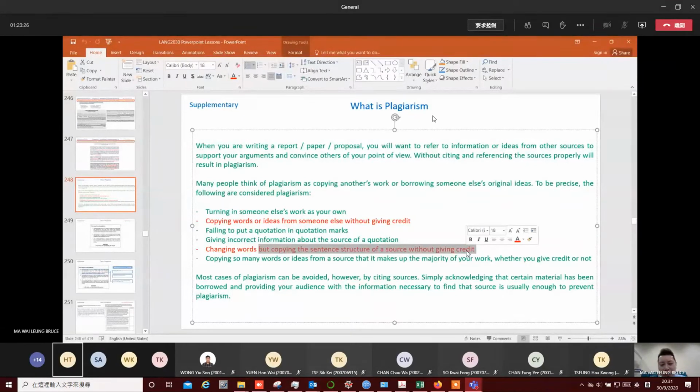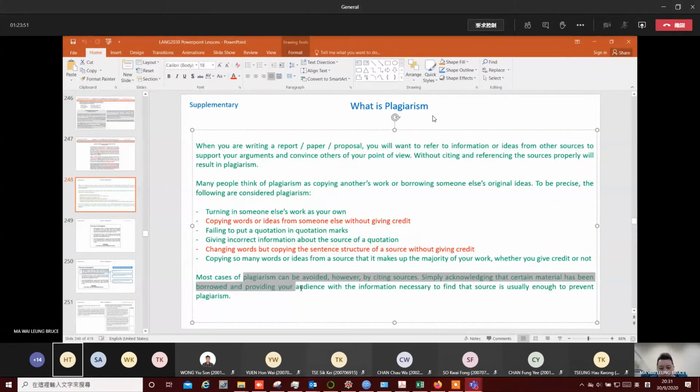Yeah, what you need to do is, you get the quotation and you just try to change the words. Let's say the original word is surgery, and you turn it into treatment. But the sentence structure remains the same. At the same time, making matters worse, you didn't cite the author's name and the year. So in other words, you are stealing the work of others and taking this as your own work.